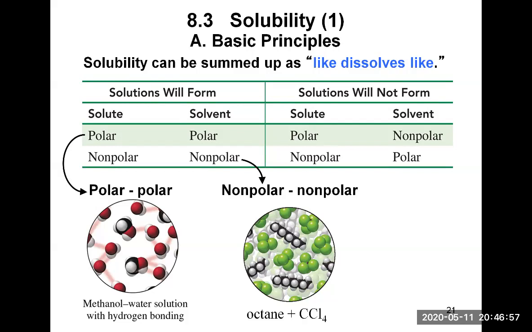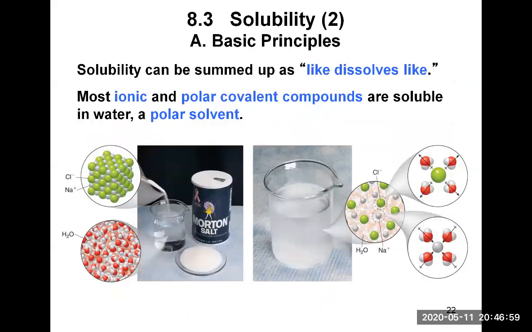So let's go through examples. Solubility can be summed up as like dissolves like. And so in the case of water, we know now that the molecule of water is a polar molecule. Because it's polar, anything that is polar or ionic will dissolve well in water. So polar covalent compounds or ionic compounds will typically dissolve well in water because water is also polar.